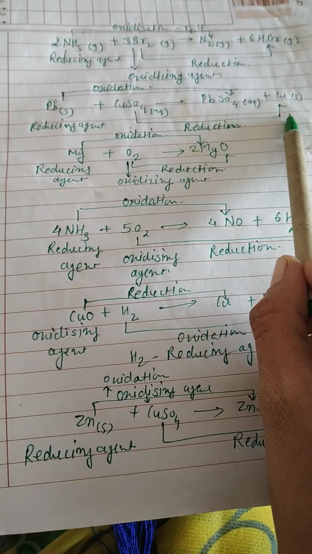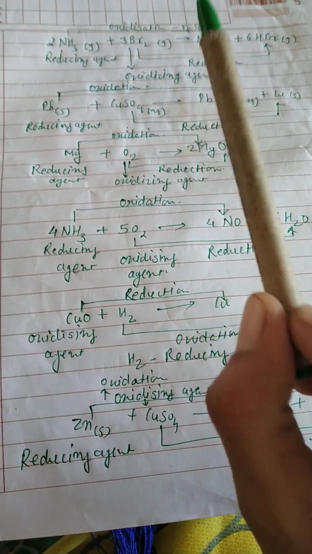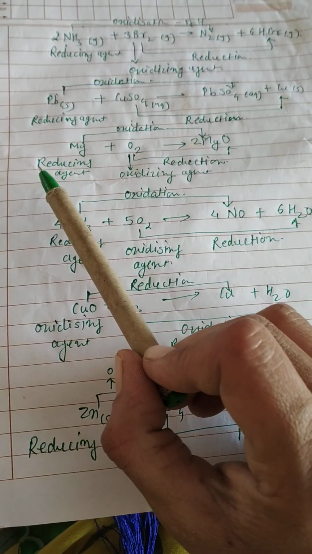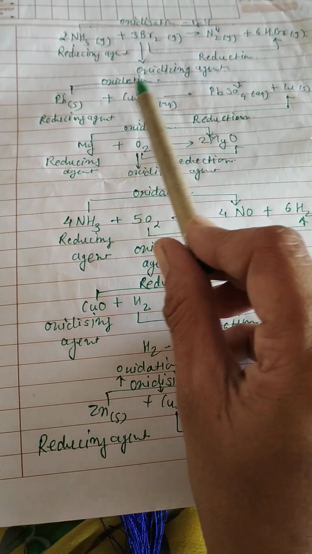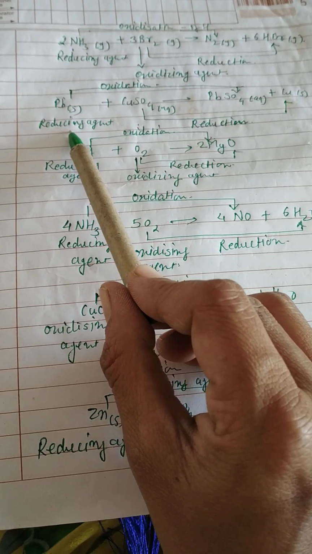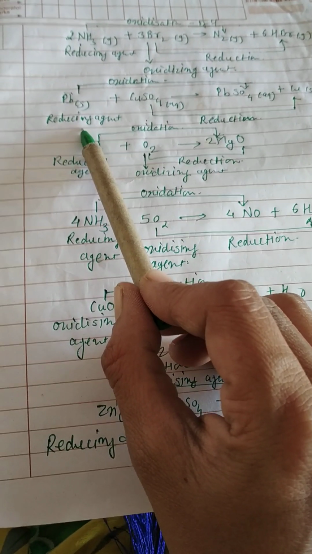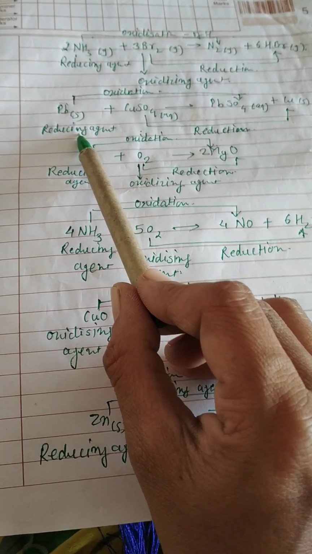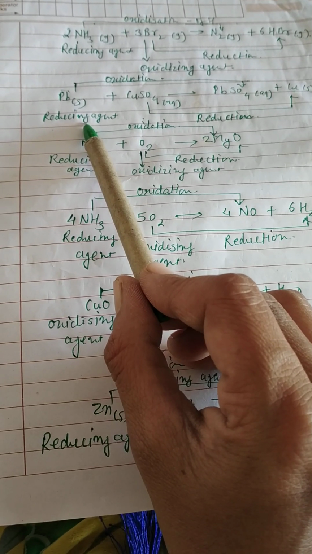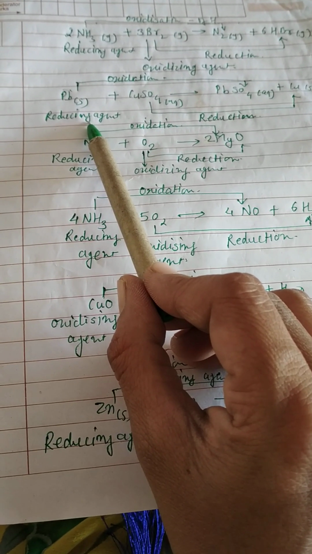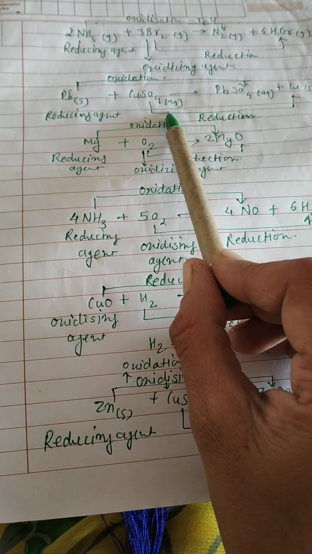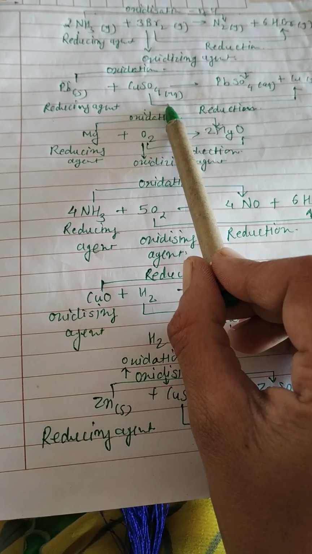Now let's find which is the oxidizing agent and which is the reducing agent. Just now I told you, the one that undergoes oxidation acts as the reducing agent. So in this second reaction, Pb is the reducing agent. And who is the oxidizing agent? CuSO4 is the oxidizing agent.